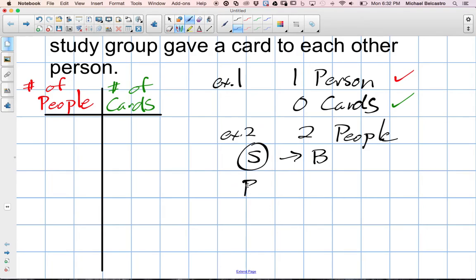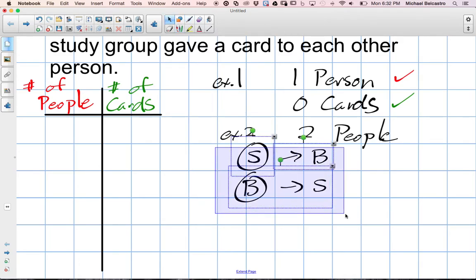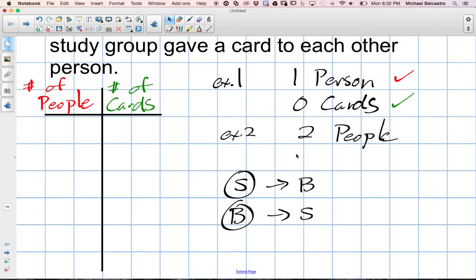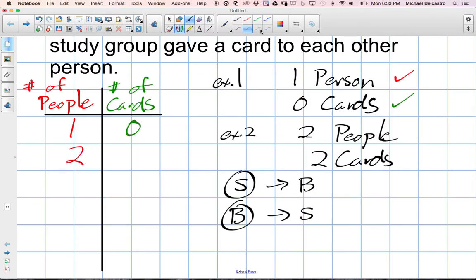And then we have Bobby. Bobby can give a card to Sandra, right? Are those the only scenarios there are? Yeah. So how many cards? 2. That's right. We just counted there are 2 cards. So let's start building our chart. Number of people. In the first one, we had 1 person gave us 0 cards. In our second scenario, we had 2 people gave us 2 cards. That's some good info.